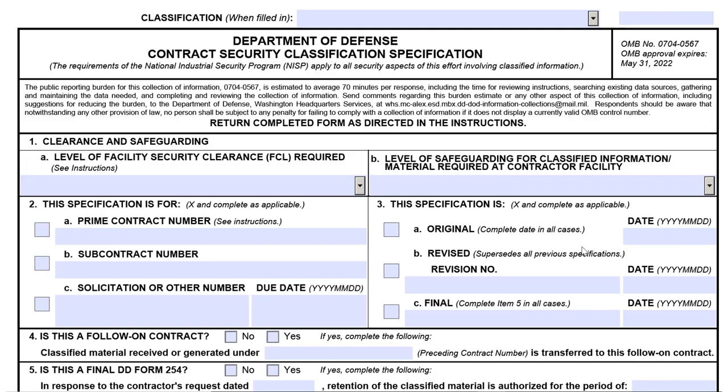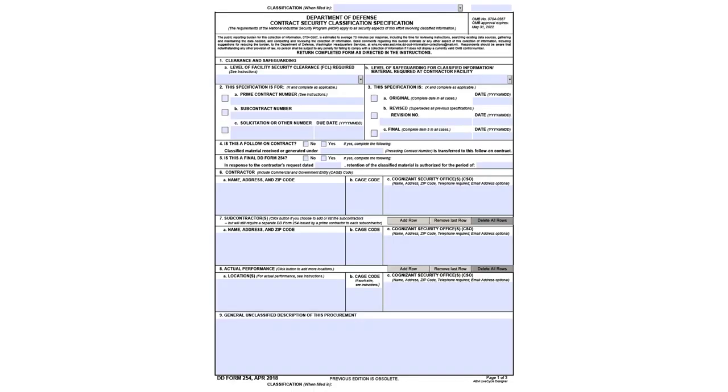The DoD Contract Security Specification, or simply referred to as the DD Form 254, is used to communicate security requirements to industry when a contract requires access to classified information. For those of you unfamiliar with what the form looks like, an example of it can be seen here. The 2018 version of the form was used to create this presentation due to access challenges on the AFNet.